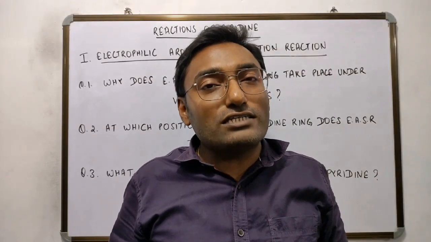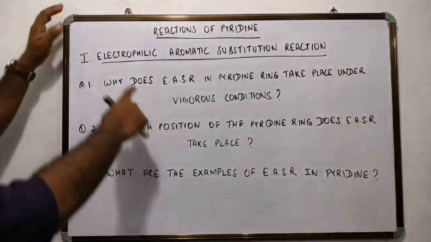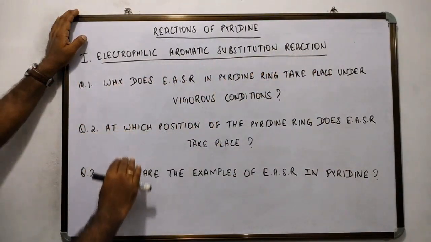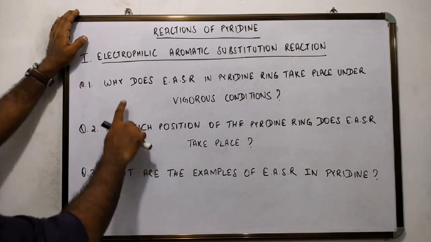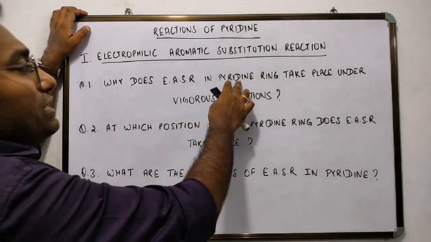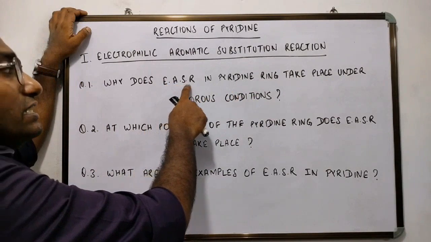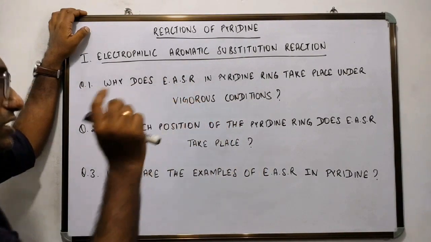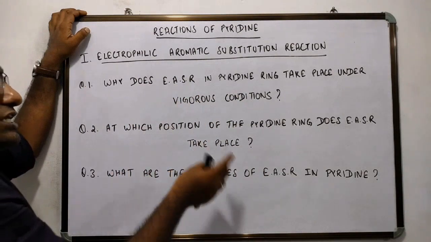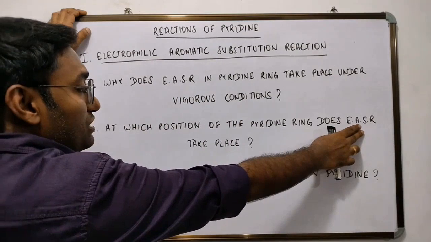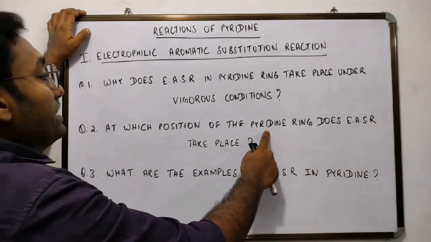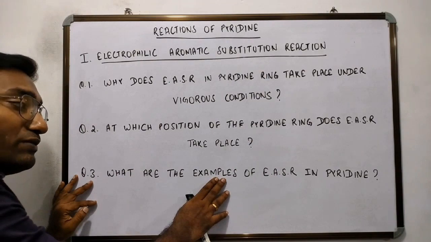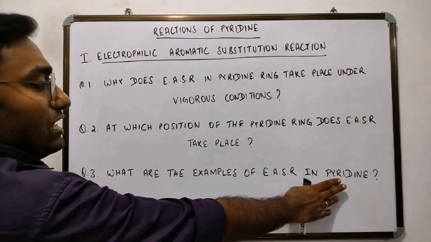Now, let us look at the reactions of pyridine. Electrophilic aromatic substitution reaction. In this section, we'll ask ourselves three questions. Question number 1: why is it that pyridine undergoes electrophilic aromatic substitution reaction only under vigorous conditions? Question number 2: at which position does electrophilic aromatic substitution reaction take place for the pyridine ring? And question number 3: what are the examples of electrophilic aromatic substitution reaction in the pyridine ring?